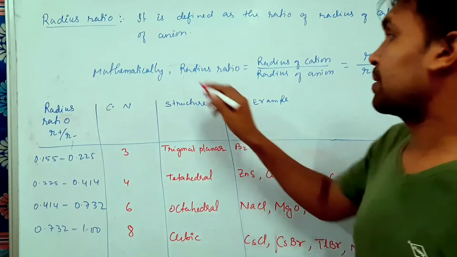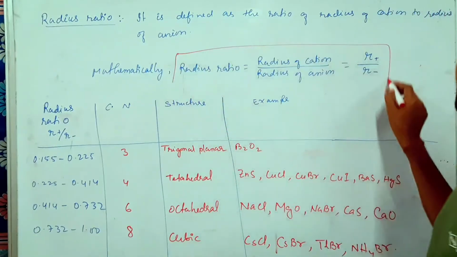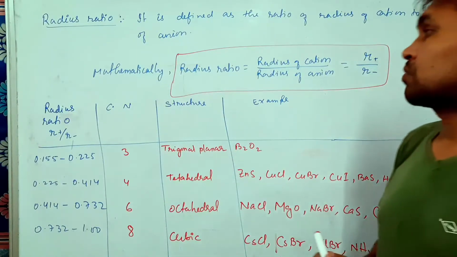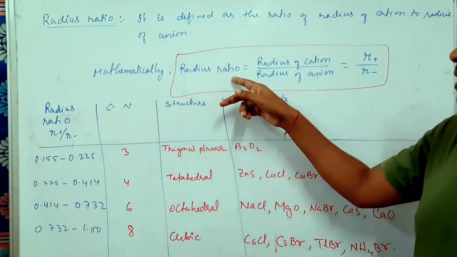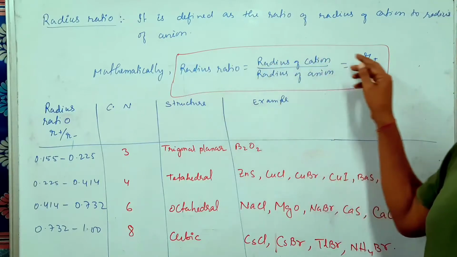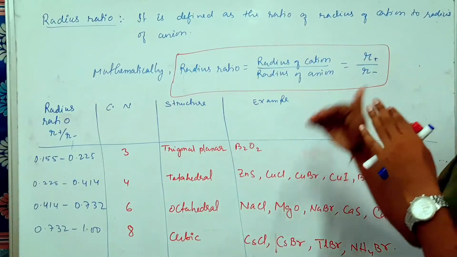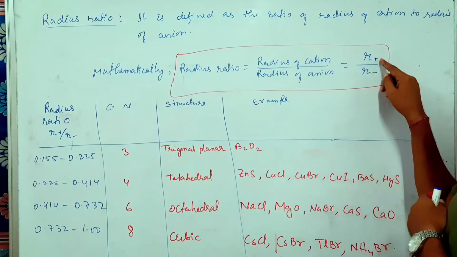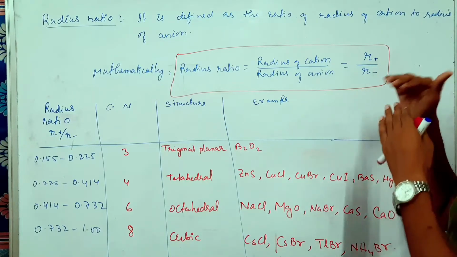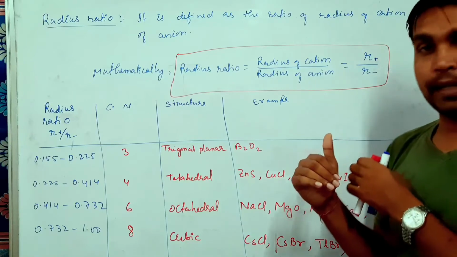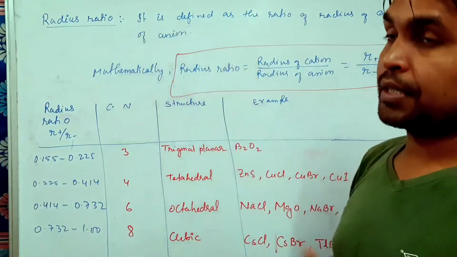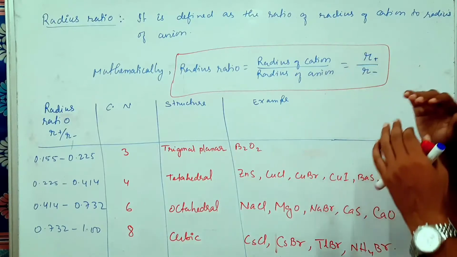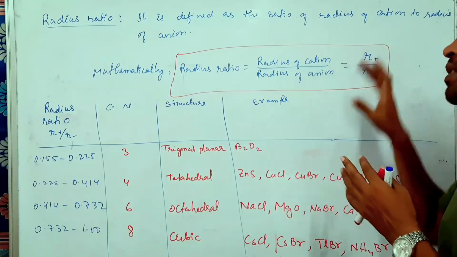This one will be the mathematical expression. You should remember it. So what is that? Radius ratio equals the radius of cation, that means the radius of the positive part, by the radius of anion, that is the negative part. Radius r positive by radius r negative, that is called the radius ratio.